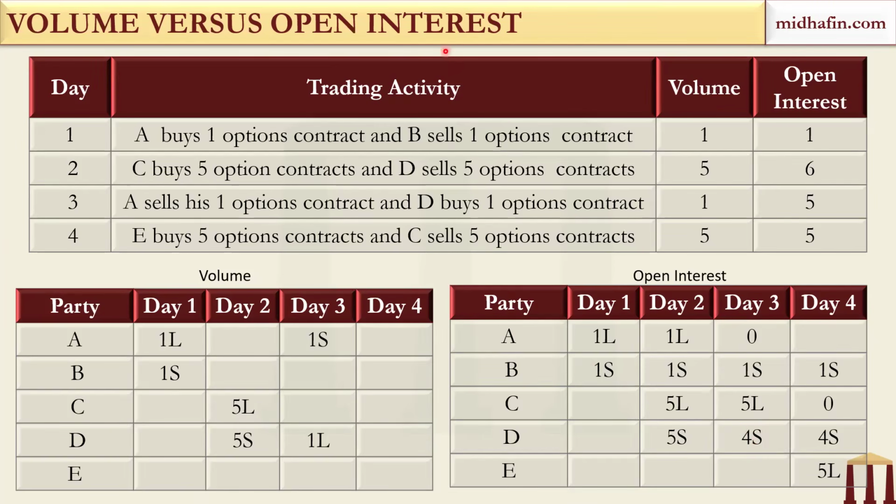Okay, so how many contracts are open on day 3? You can see 5S, 5L. So it means 5 contracts are open on day 3 also. Okay, so is the 5 open interest on day 3 clear to everyone?